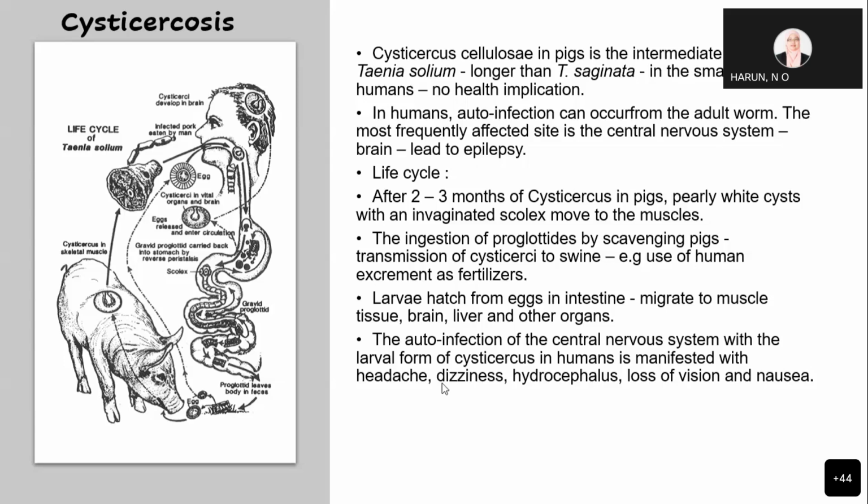Okay, what are the symptoms that normally caused by this cysticercosis? Iaitu headache, dizziness, hydrocephalus, loss of vision dan juga nausea. Okay, towards the end akan menyebabkan kematian.